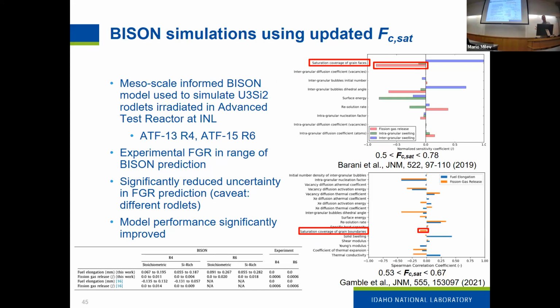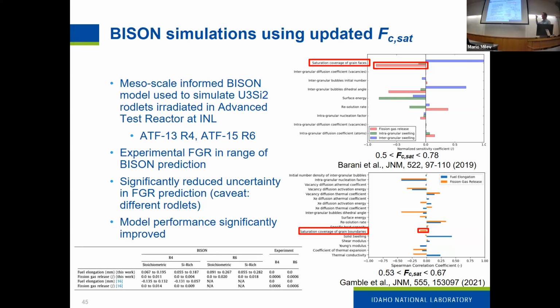So to tie this to what the field performance community really cares about, I wanted to show how this information was used in Bison. The plot on the top right was the uncertainty associated with the initial range of that parameter FCSAT. We did some new simulations looking at an actual irradiation in the Advanced Test Reactor using our newly narrowed range of uncertainty in FCSAT. This is not a complete apples to apples comparison, but I think it gives you a sense that we've reduced the uncertainty associated with that parameter quite a lot.